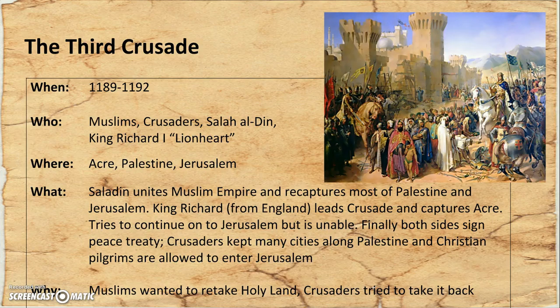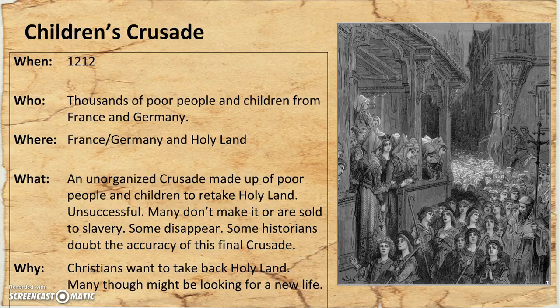And what happens is the Crusaders keep some of the cities along Palestine and along places of the Holy Land. However, the Muslims keep control of Jerusalem and some other major cities, with the promise to let Christian pilgrims come and go. Now, that's the third and maybe final official crusade.